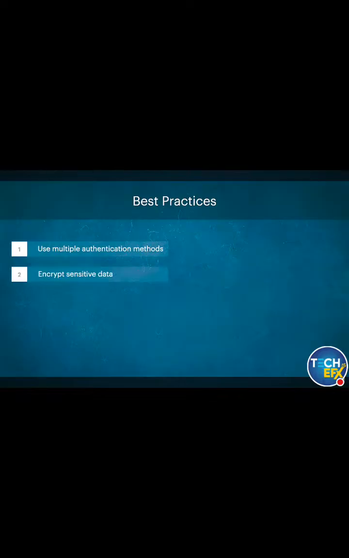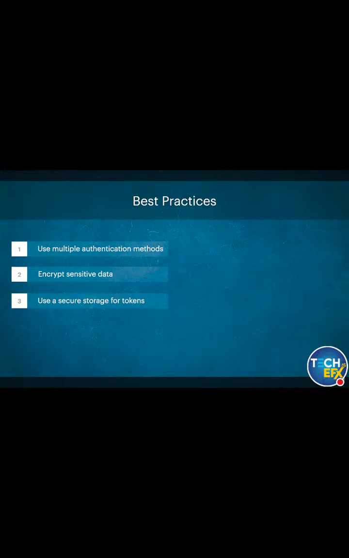Second, encrypt sensitive data. Sensitive data such as biometric and security tokens should be encrypted both in transit and at rest. This ensures that even if the data is intercepted or stolen, it will be difficult for an attacker to access it.